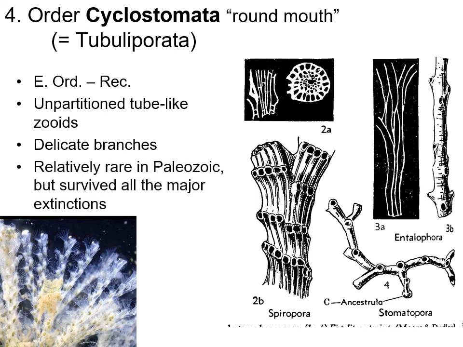And they're relatively rare in the Paleozoic, yet for some reason they are able to make it through all of these major mass extinctions and still persist today. This could be because they have a very simple form and they're living in areas that are highly buffered.